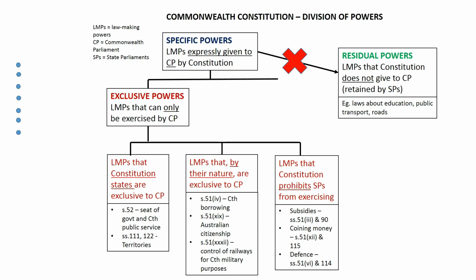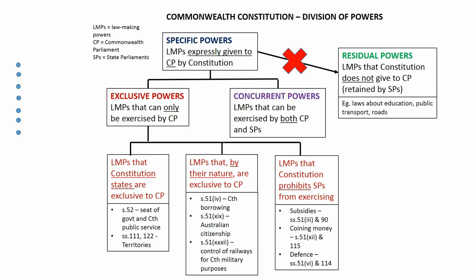Now you remember that I said that there are two categories of specific powers. The first was exclusive powers, and the second is concurrent powers. Concurrent powers simply refers to lawmaking powers that can be exercised by both the Commonwealth Parliament and the state parliaments.